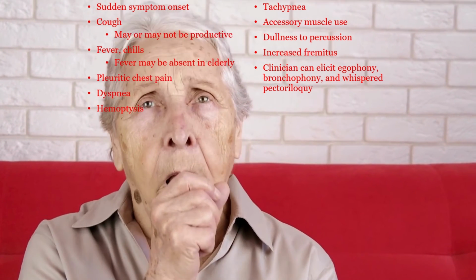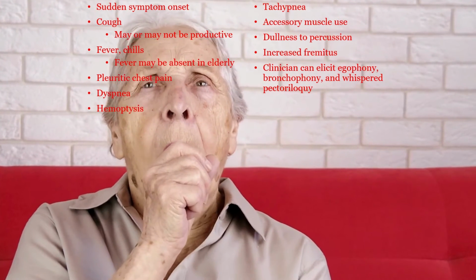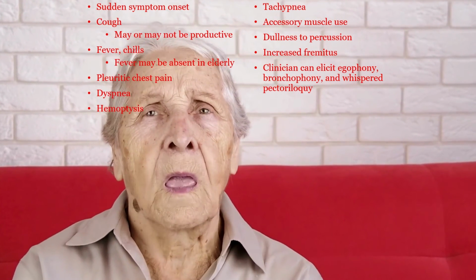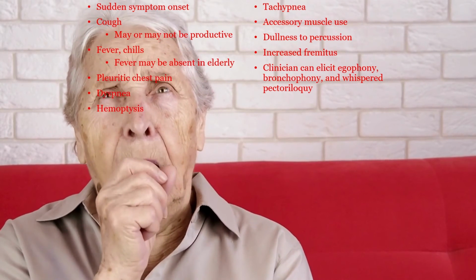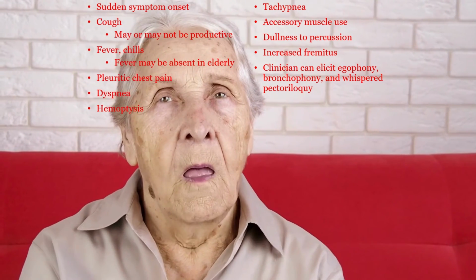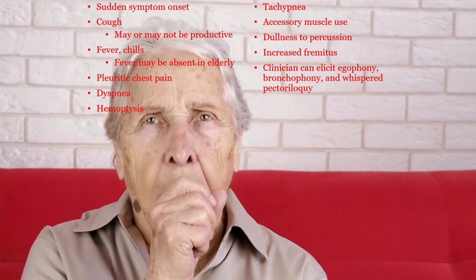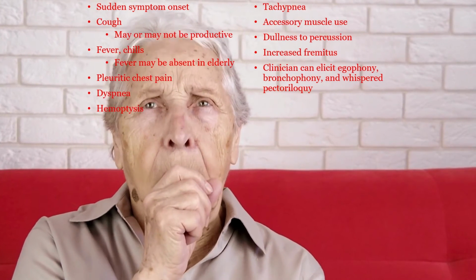Pneumonia symptoms include coughing, fever, chills, pleuritic chest pain, which is chest pain from breathing in deeply, dyspnea, hemoptysis, and tachypnea, using accessory muscles like the sternocleidomastoids, along with exam findings like dullness to percussion and increased vocal sounds like egophony, bronchophony, and whispered pectoriloquy. Patients will have crackles on auscultation as well.